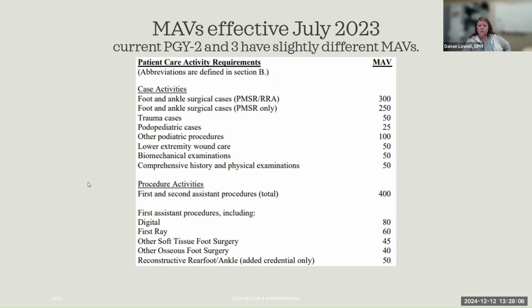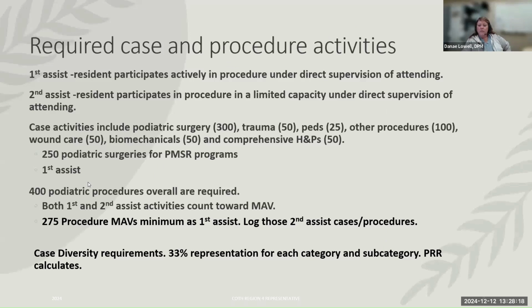For an RRA program, there is a minimum of 300 surgical cases and 400 procedures. Multiple procedures can be logged during a single case. A resident can claim first assist when they are actively performing the procedure under supervision of the attending. Residents claim second assist when they are participating in the procedure, but in a more limited capacity under supervision of the attending. First assist counts towards podiatric surgical cases. First and second assist counts toward podiatric procedures.